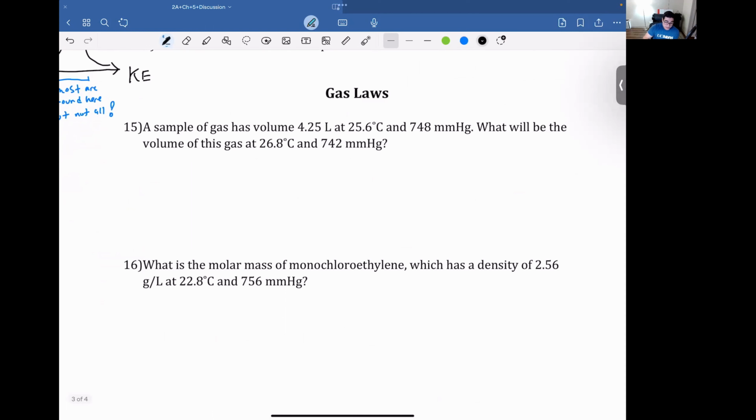Gas laws 15 says a sample of gas has a volume of 4.25 liters at 25.6 Celsius and 748 millimeters of mercury. What will be the volume of the gas at 26.8 Celsius and 742 mmHg? So first thing you want to do is I would convert these all to ATM and then use them in Charles' law. I don't think it's actually necessary, but I'm going to do that anyways.